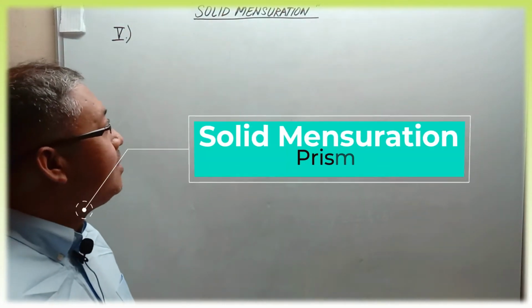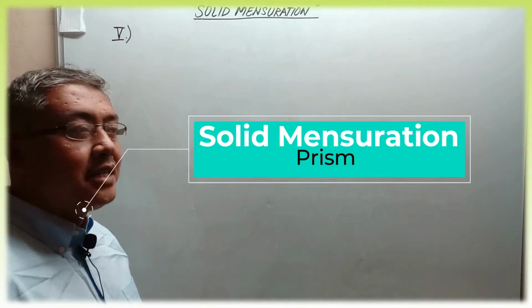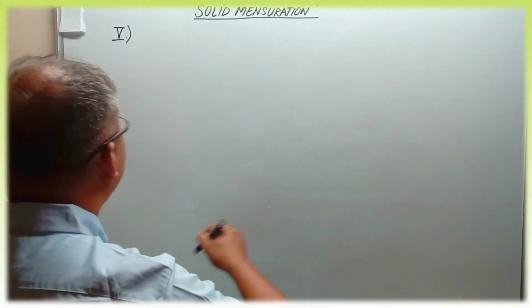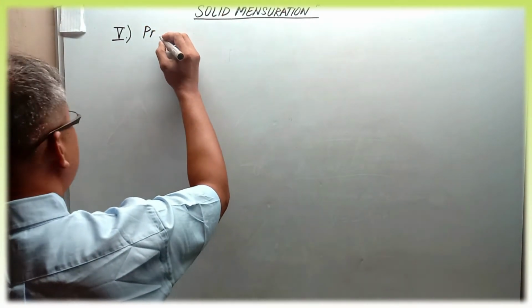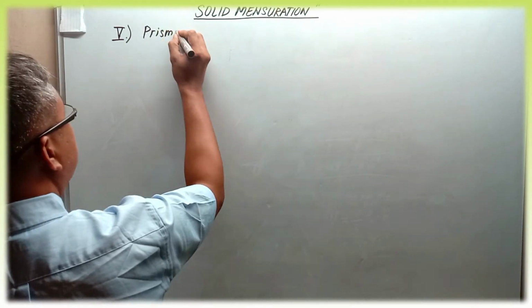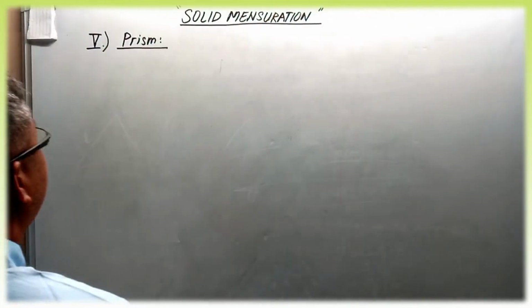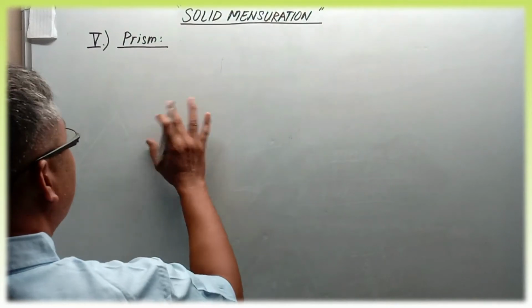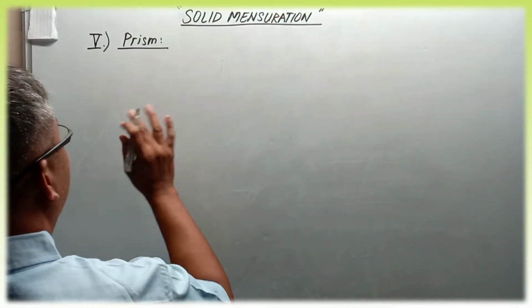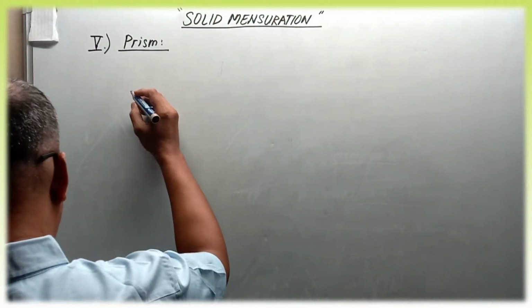Our subject is still solid mensuration, but our topic today is related to prism geometry. Now I am discussing to you regarding this geometry, prism, on how to solve the volume and the surface area of this particular geometry. Now, let me draw the diagram for the prism, okay?